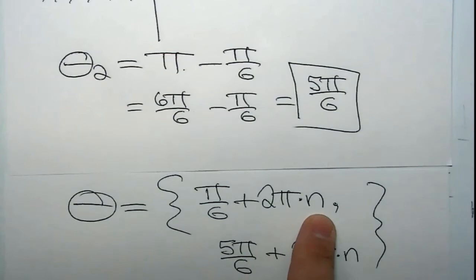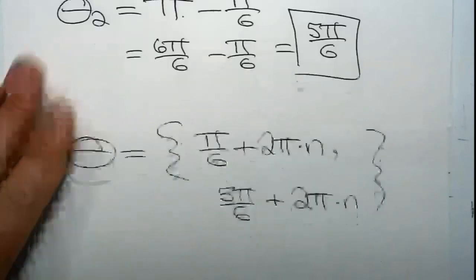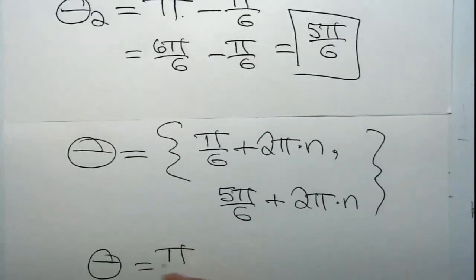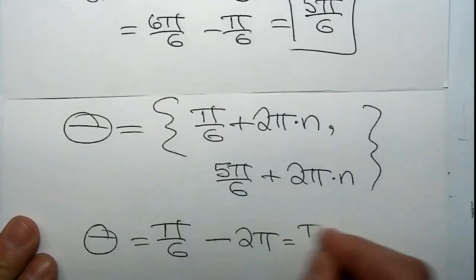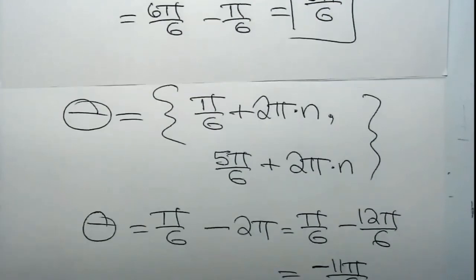So n really represents how many full trips around the circle you've made before you add that pi over 6 angle in. N can be negative too. You can actually go backwards. So what's another solution here? Well, how about pi over 6 minus 2 pi. I made n negative 1. I went backwards. So minus 11 pi over 6 is another solution. So there are an infinite number of solutions, but I need you to identify those two primary solutions. And then if you simply add 2 pi n, you're going to pick up all the solutions. That's really the best way to do that.